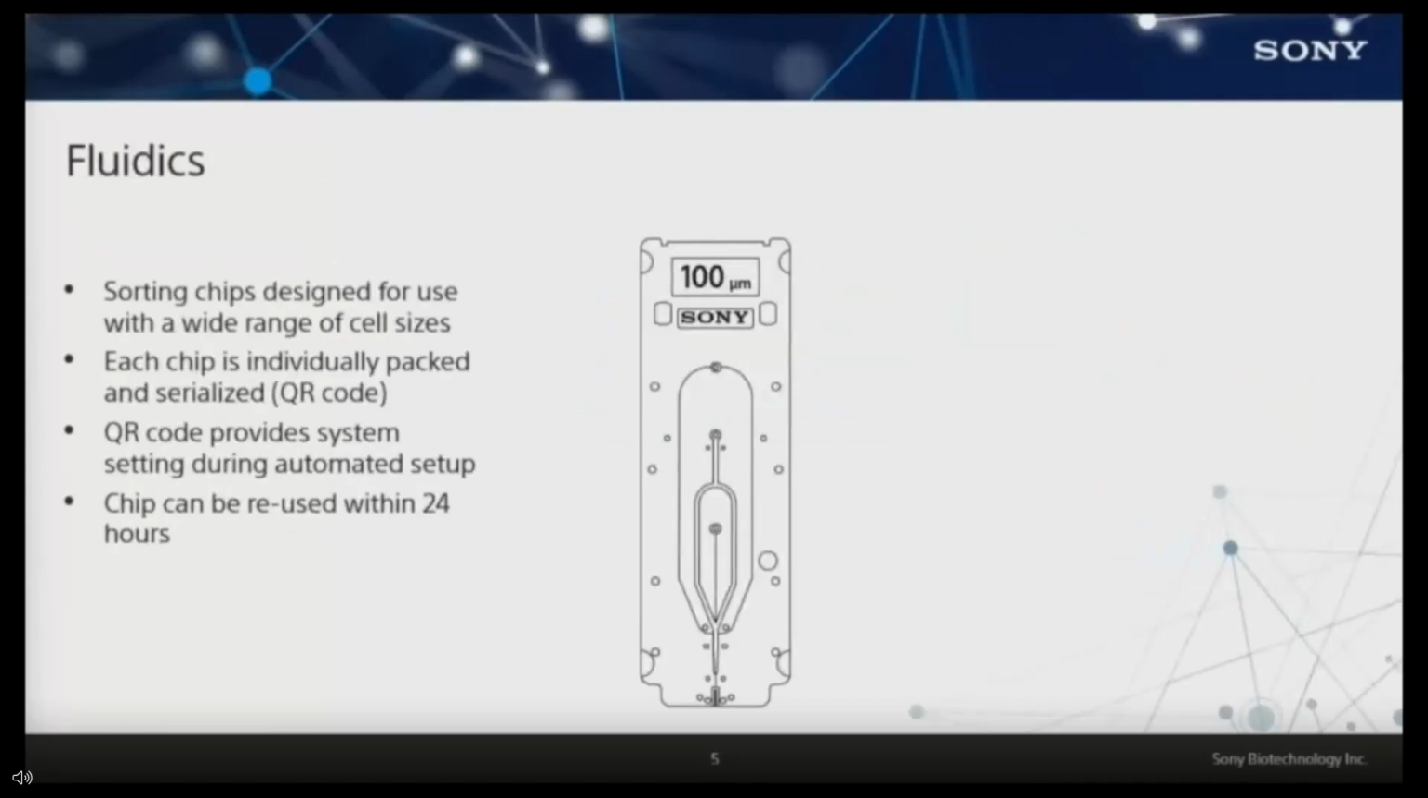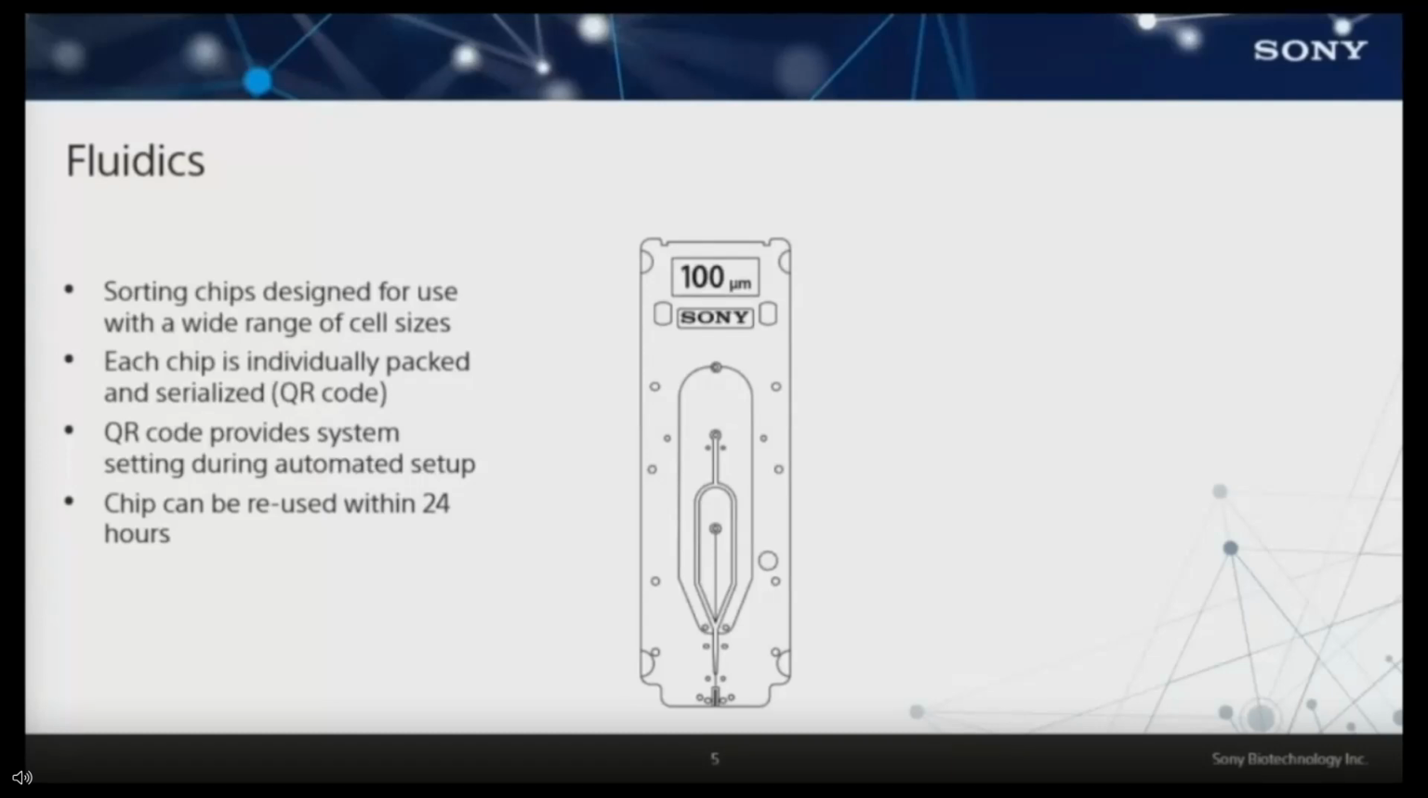Moving on to fluidics. The sorting chip is designed for use in a wide range of cell sizes. The system can run a variety of chip nozzle sizes. So we have a 70, 100, and 130 micron chip. Each chip is individually wrapped, it's sterile, and it's serialized with a QR code.